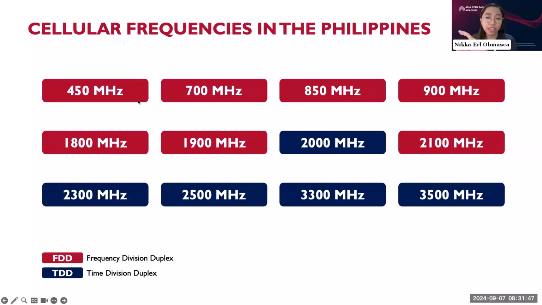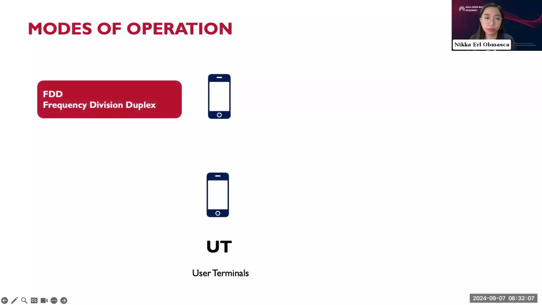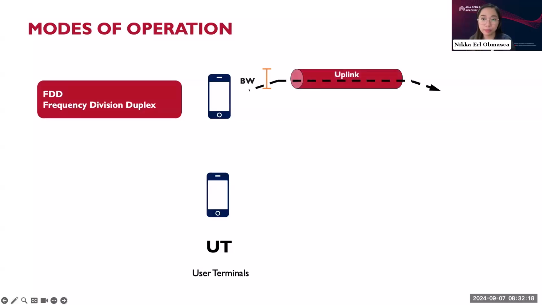So kapag we have low frequencies, so mas greater yung coverage niya. Kapag high frequency naman, like pagdating dito sa 2100 to up to higher frequencies, they have greater bandwidth. So ano ba yung FDD? Ano ba yung TDD? Okay. So yung FDD, it stands for frequency division duplex. So it is a duplexing technique that separates frequency bands for uplink and downlink communication.